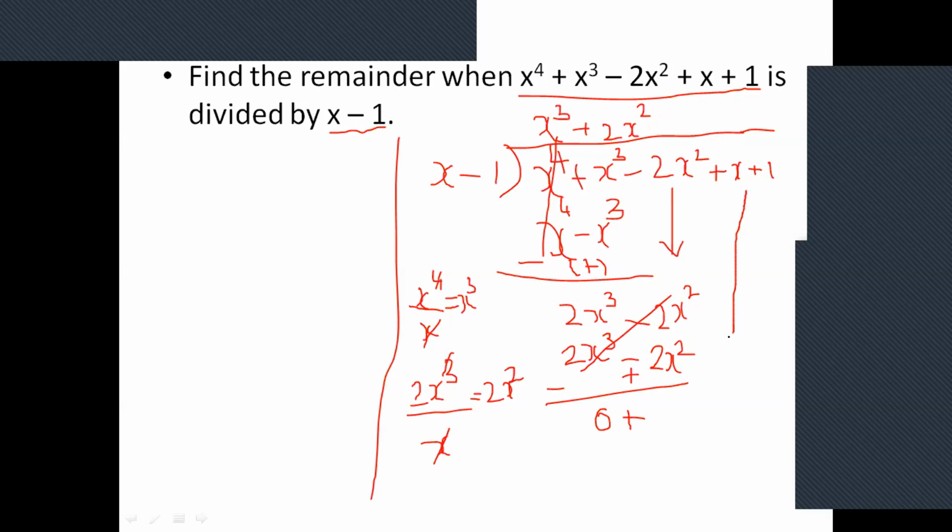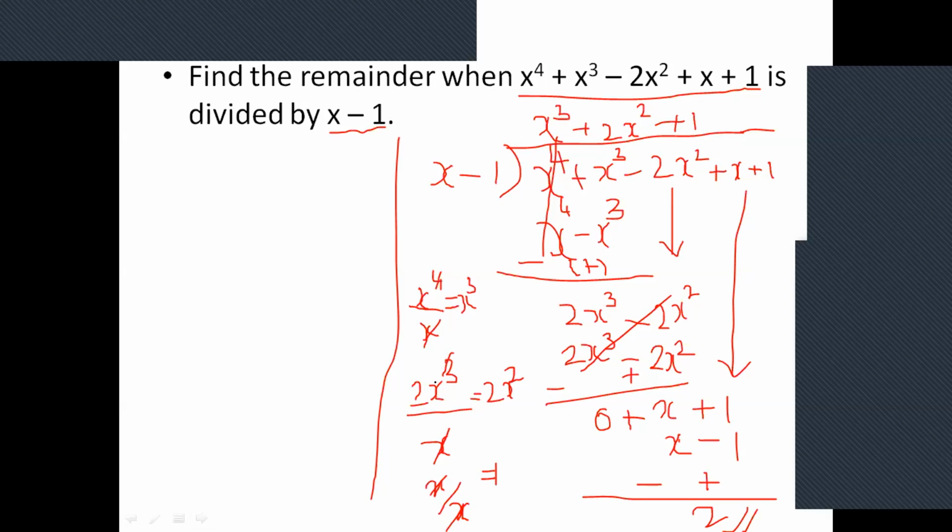Bring it down here, you get x plus 1. Correct? Then x into what gives x? That is very easy. x by x will give you 1, so that will be the last part of the quotient. You get x into 1 is x, minus 1 into this is minus 1. Then change the sign, and your answer will be 2. The remainder is 2. Most of you have already answered that the answer is 2. Yes, correct. This is using the long division method.